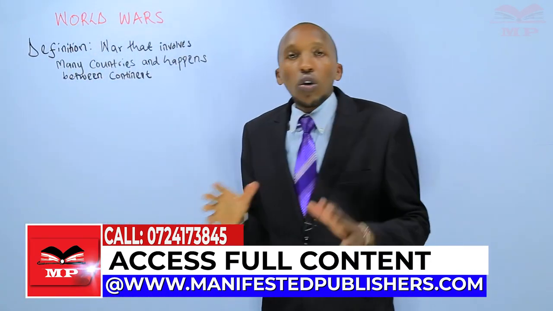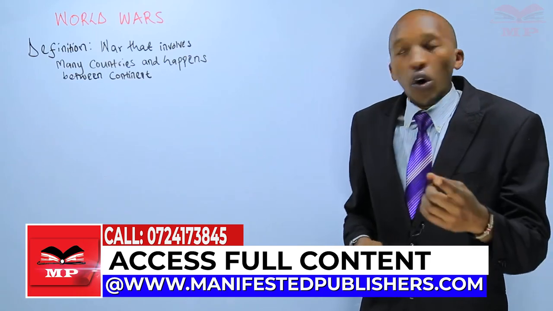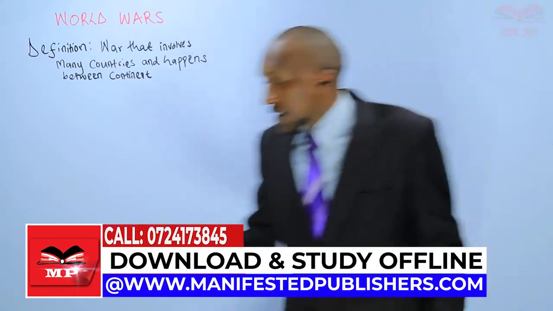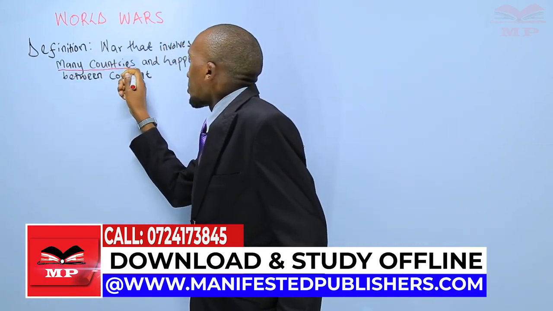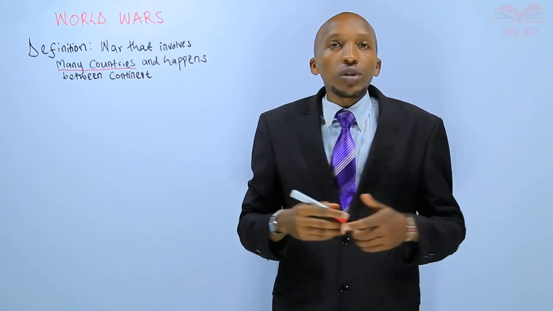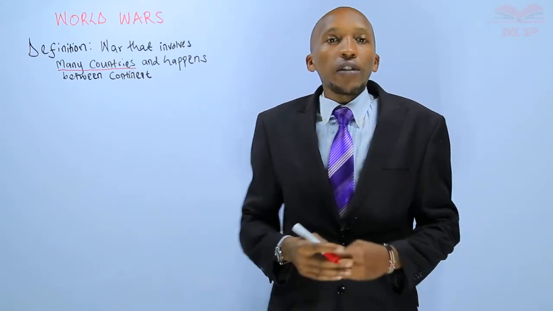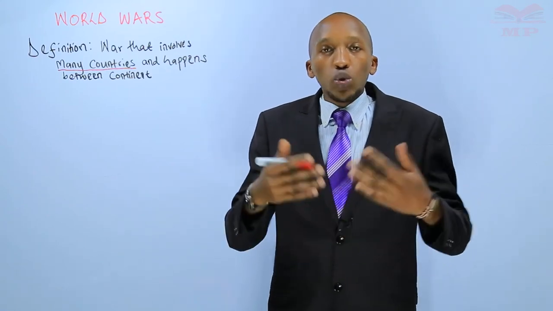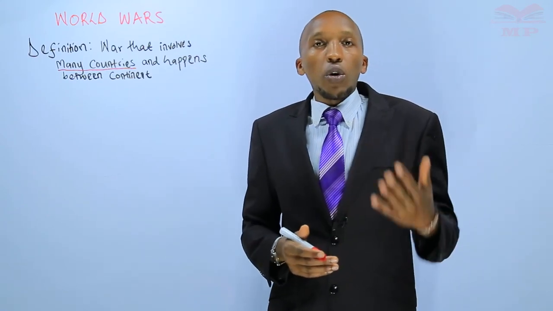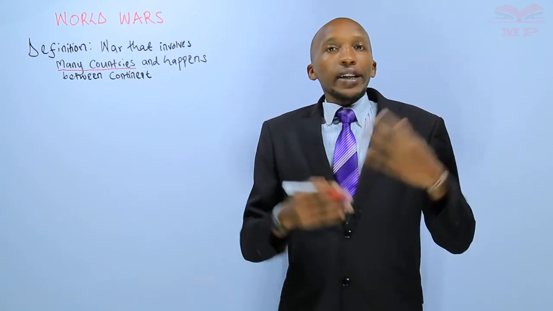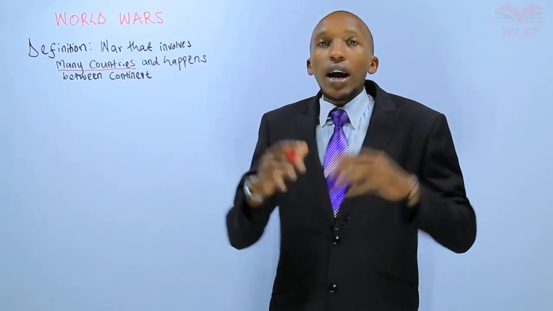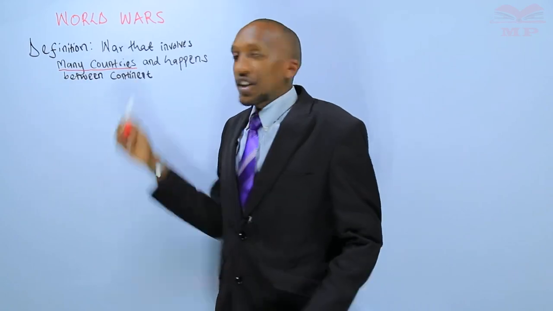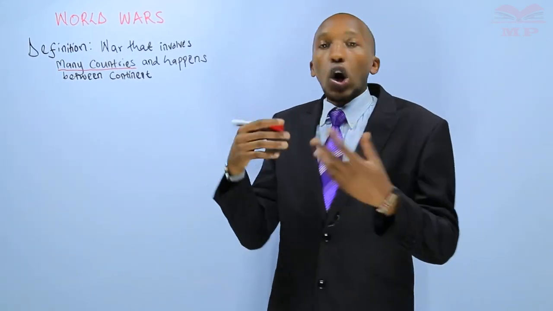So, my dear Lana, I want you to get this definition very well. When we talk of a world war, we are talking of war that involves many countries. That is the point I do not want you to forget. Many countries have to be involved for that to be called a world war. So if, for example, we are having a war between Somalia and Kenya, we cannot term that to be a world war. A world war has to involve many countries, and often it has to be between continents.